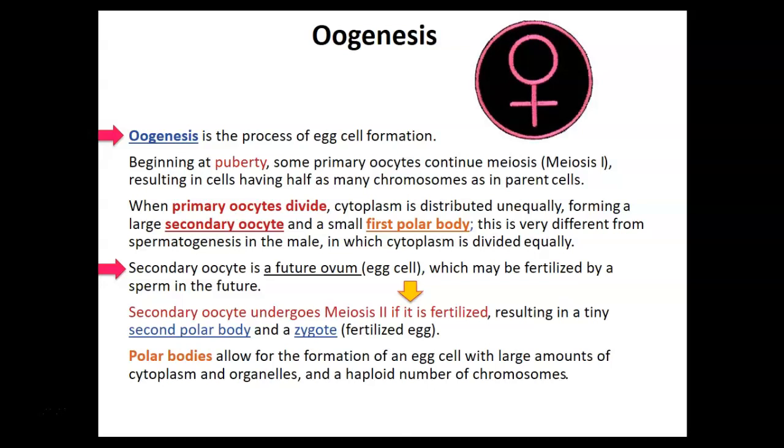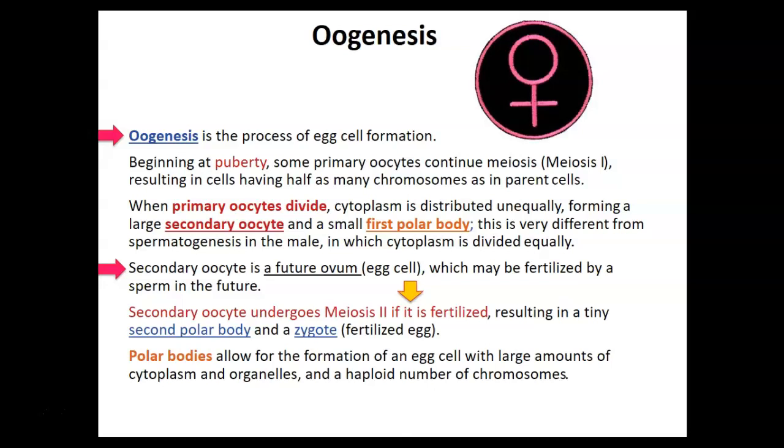Then the secondary oocyte, this is really important because the secondary oocyte will eventually become the ovum, or the actual egg that can be fertilized by the sperm should that process be elected. So the secondary oocyte is only going to undergo meiosis if it is fertilized. I'll say that again. The secondary oocyte is going to be kind of frozen in meiosis 1, and it's only going to undergo that second round of meiosis if it's fertilized. So if it unites with a sperm.